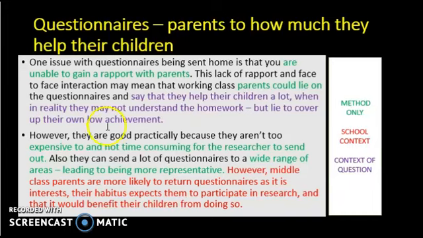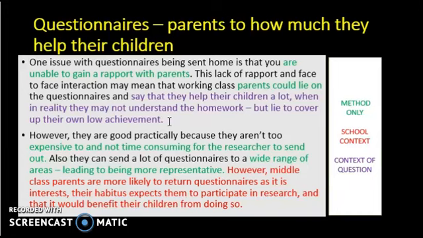But what we do now is add some characteristics of these parents and why might they lie. So they might say that they help their children a lot with their schoolwork, when in reality they may not understand the homework, but they lie to cover up their own low achievement. So we've gone into context. However, they are good practically because they aren't too expensive, not too time consuming for the researchers to send out. You can send a lot of questionnaires to a wide range of areas, leading to being more representative. Just level 3 because we're just focused on the method.